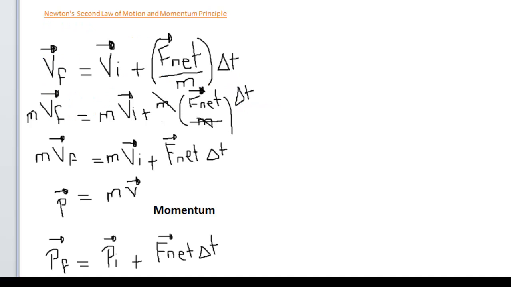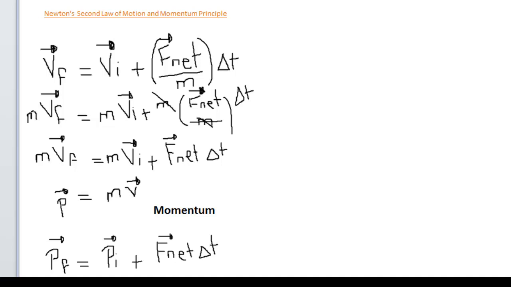Introducing Newton's second law of motion and the momentum principle. The formula is stated in the next way: v final equals v initial plus F net, where F net is all the forces that interact with our system. In this case, it will be zero because we're talking about a constant velocity model, divided by mass times delta t.